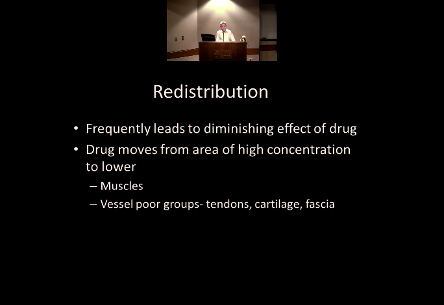One of the questions in the book was, what leads to a decreased effect of your drug? It's not that it's metabolized, it's that it's redistributed.